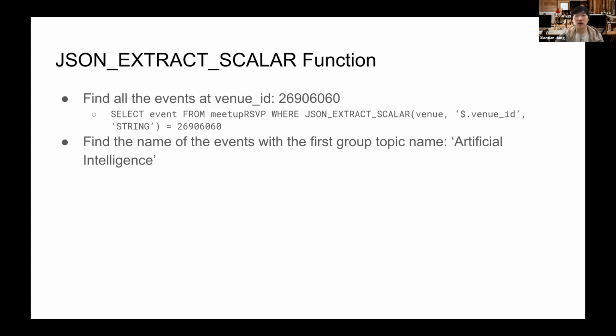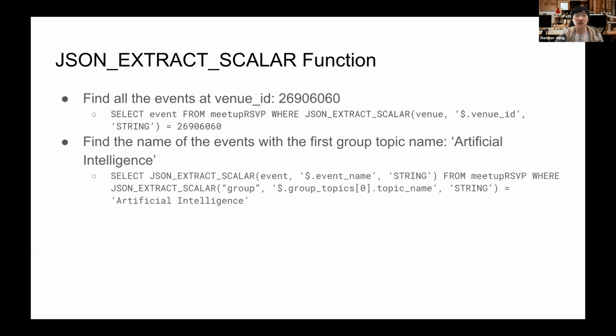Second example: give me the name of the events with the first group topic being artificial intelligence. Similarly, JSON extract scalar provides the functionality to extract a field within a specific array index. So we can do JSON extract scalar on group topics 0, which is the first group topic, extract its name, and then match it against artificial intelligence.